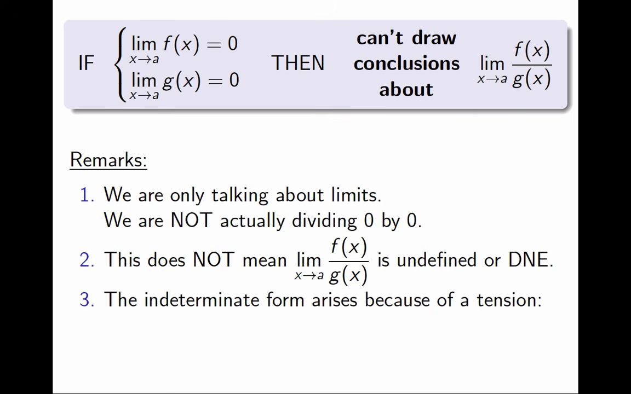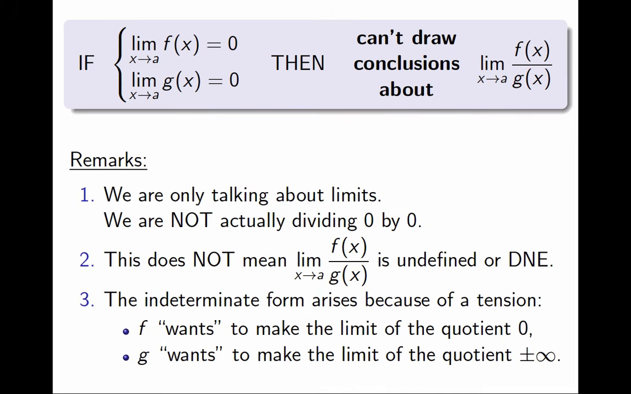And third, indeterminate forms normally arise because there is a tension between two pieces of the function. In this case, the numerator thinks 0 divided by anything is 0, so the numerator wants to make the quotient have limit 0. And the denominator thinks anything divided by 0 is plus or minus infinity, so the denominator wants to make the quotient have limit plus or minus infinity. And this becomes a competition between f and g to see which one approaches 0 faster, so which one pulls faster. All other indeterminate forms can also be understood as this kind of tension between two pieces of the function.